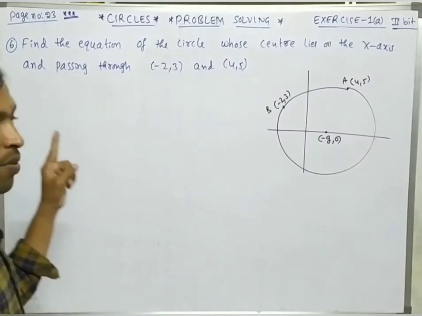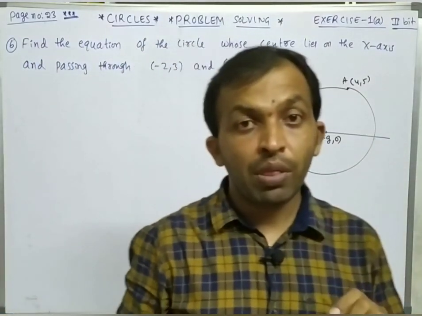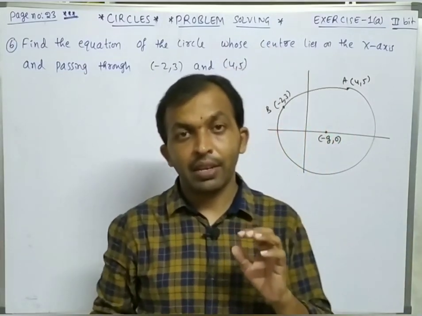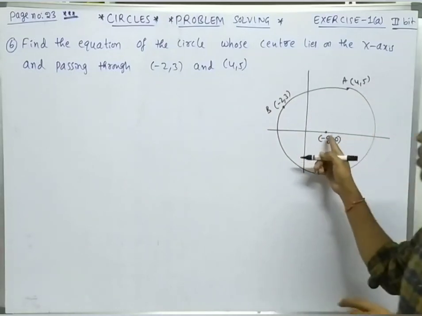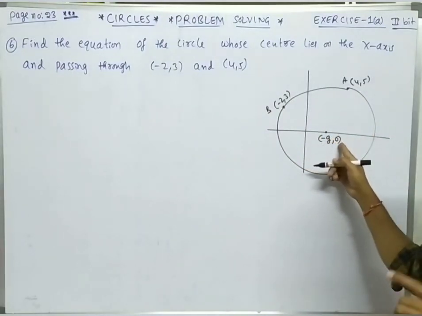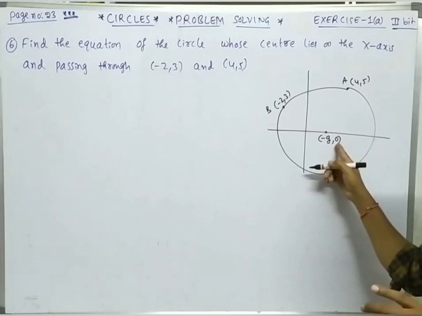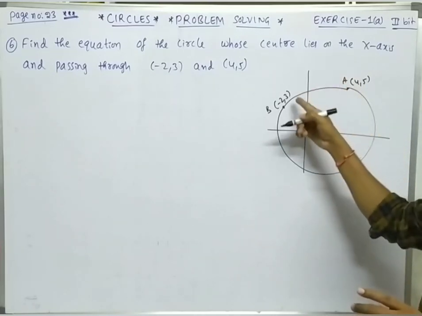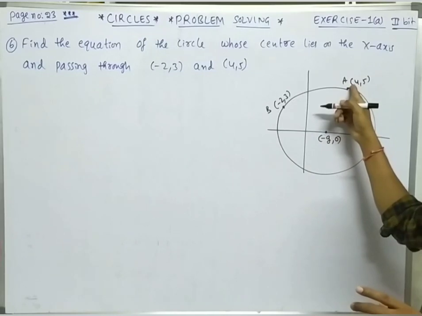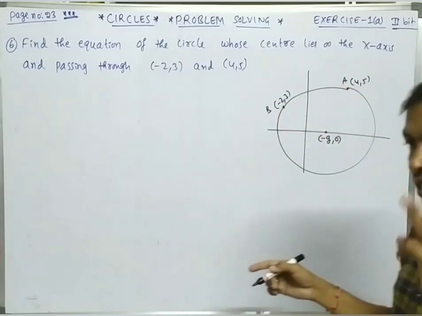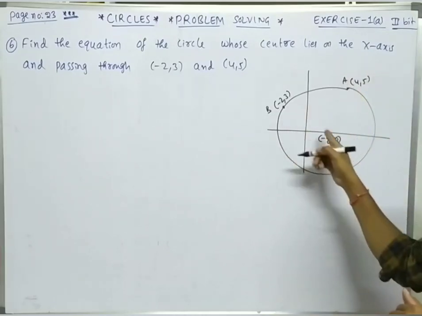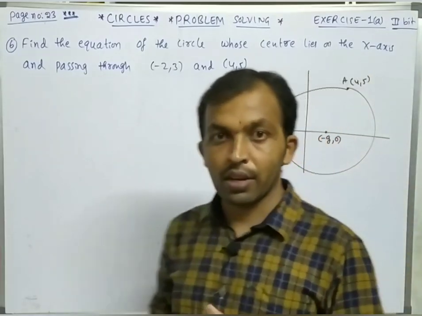Sixth problem, find the equation of the circle whose center lies on the x-axis. Center lies on the x-axis means that it is minus g comma 0, because on the x-axis the y coordinate is 0, right? And also this circle is passing through 4 comma 5 in the first quadrant, and minus 2 comma 3 in the second quadrant. So 3 conditions are given: 2 points, and 1 condition on the center.